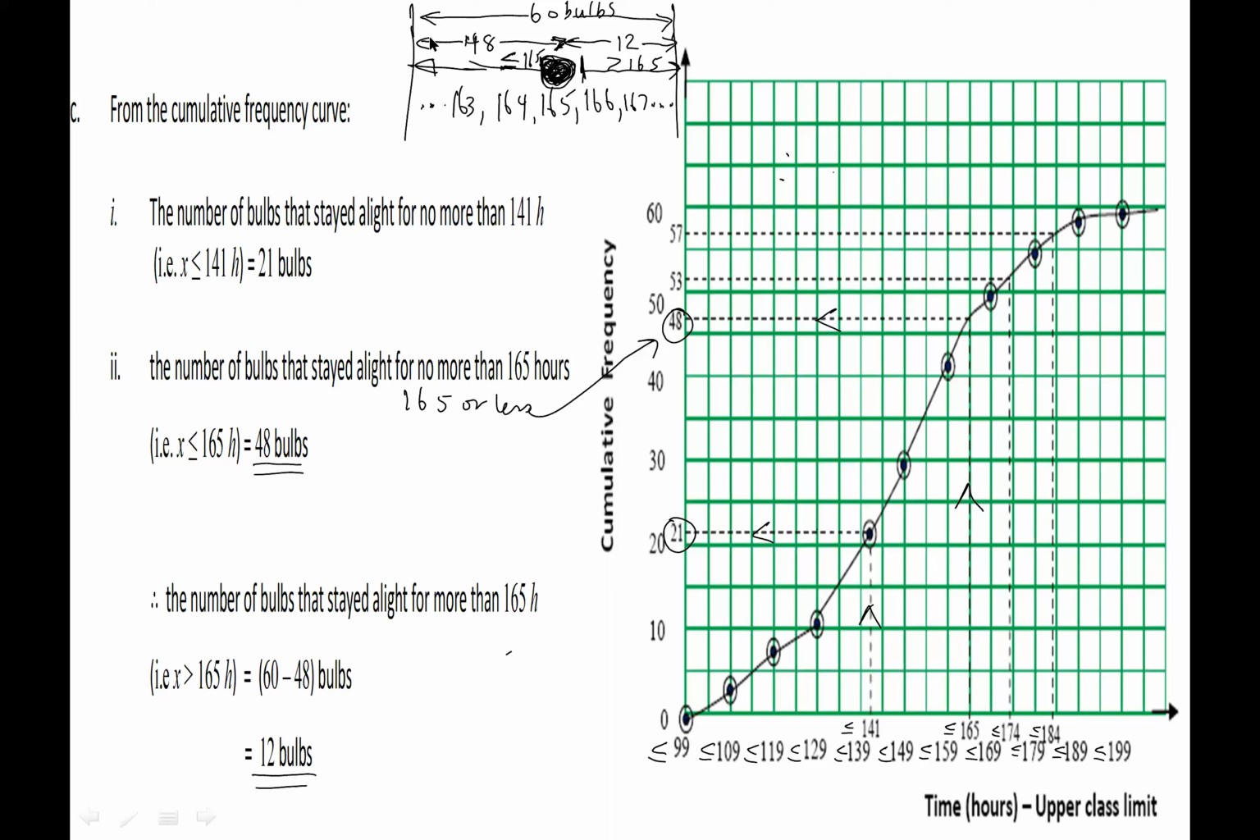Now, we are interested in those that stayed lit for more than 165 hours. So if there are 60 bulbs in all, and 48 of them stayed lit for 165 hours or less, then the remainder, which is 12 bulbs, would stay lit for more than 165 hours, which would be from 166, 167, from here go forward. So that is the answer they are looking for, the number of bulbs that stayed lit for more than 165. Our chart here gives us for 165 hours or less, which is the 48. But now our logic will tell us that if 48 bulbs are staying lit for 165 hours or less, then the balance, which is 12 out of the 60, would stay lit for more than 165 hours. So that would be the answer they're looking for here, right? 60 take away 48, which will be 12 bulbs.